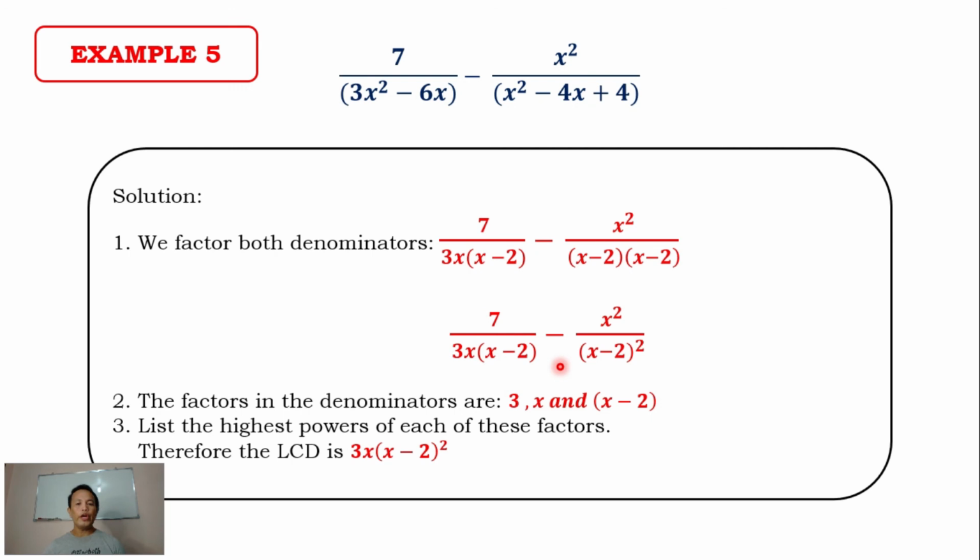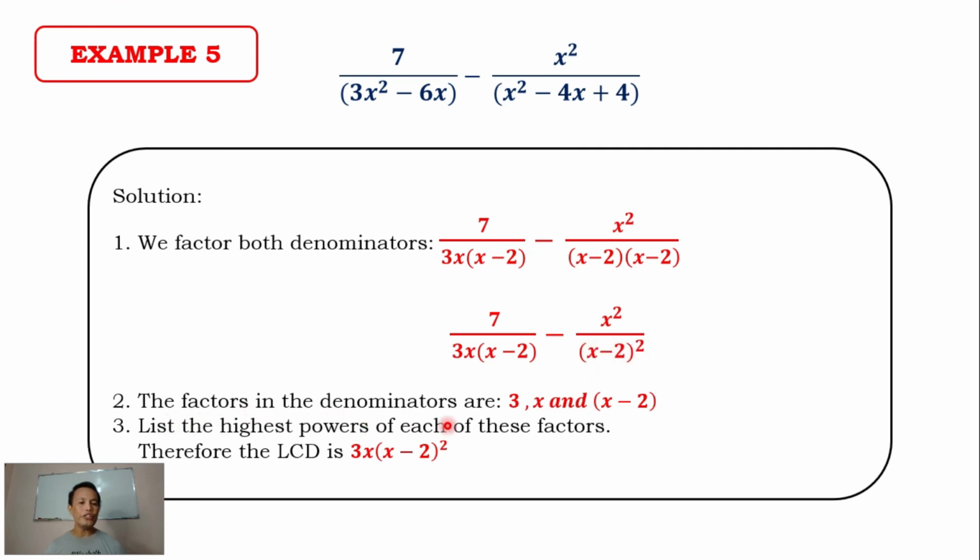Now if we are going to evaluate, we have 7 over 3x times x minus 2, and the other one is x squared over x minus 2 quantity squared. Because it is x minus 2 times x minus 2, we express this as a power. That's why we have x minus 2 quantity squared. Now we have 3x, x minus 2, and x minus 2. Again, we list down the factors having the highest power or degree. In this case, we have x minus 2 quantity squared.